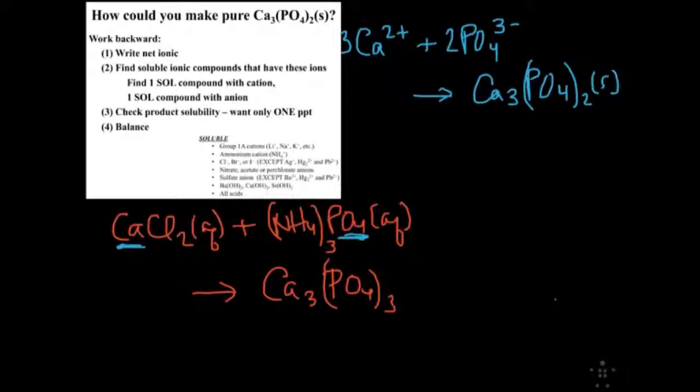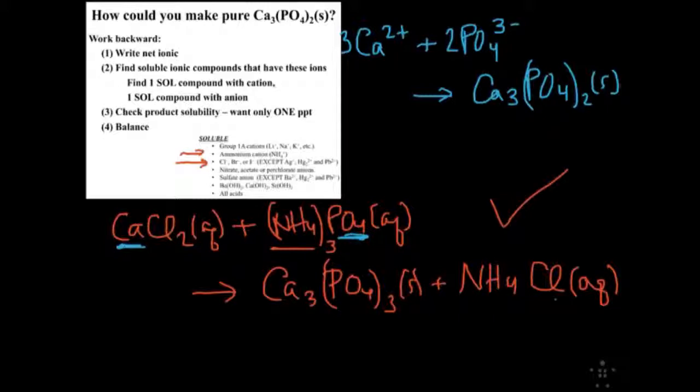And what's the other product that we get? That's going to be our solid, right? And then we're going to get our other product, ammonium with chlorine, ammonium chloride. And ammonium chloride, the chloride ion and the ammonium ion together, they make something that's soluble, so this works great.